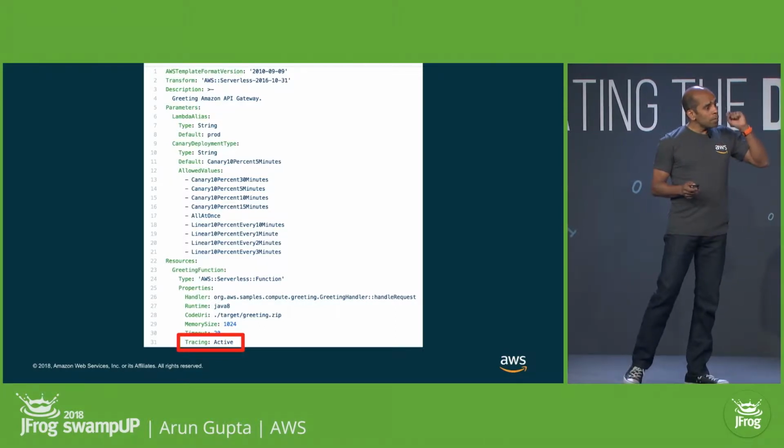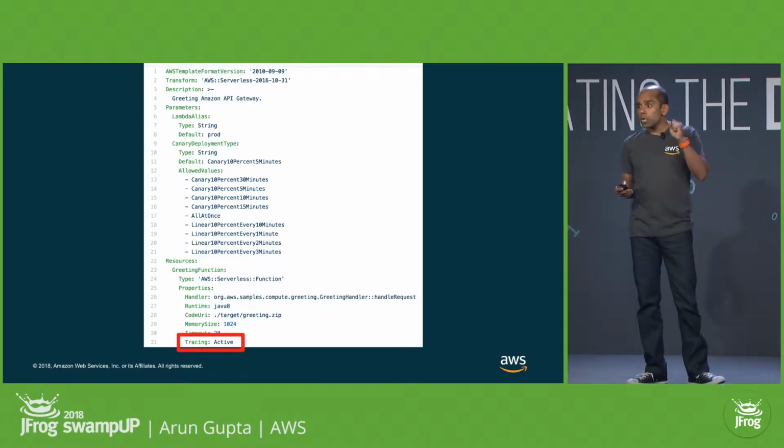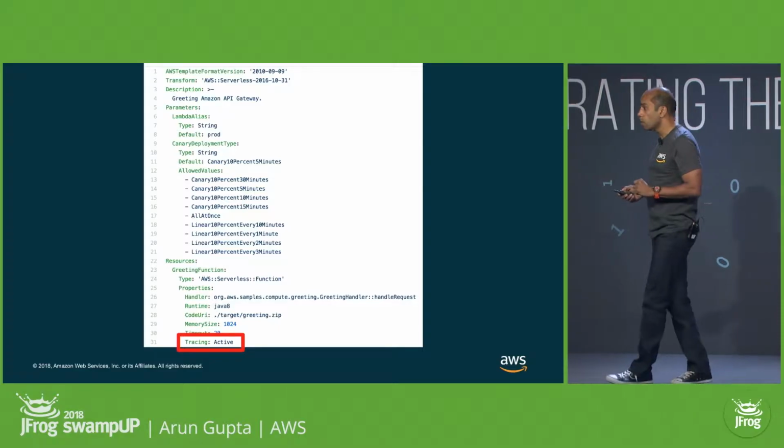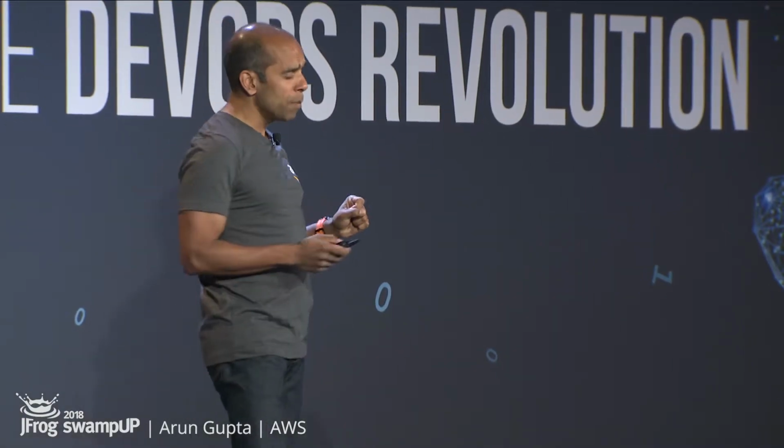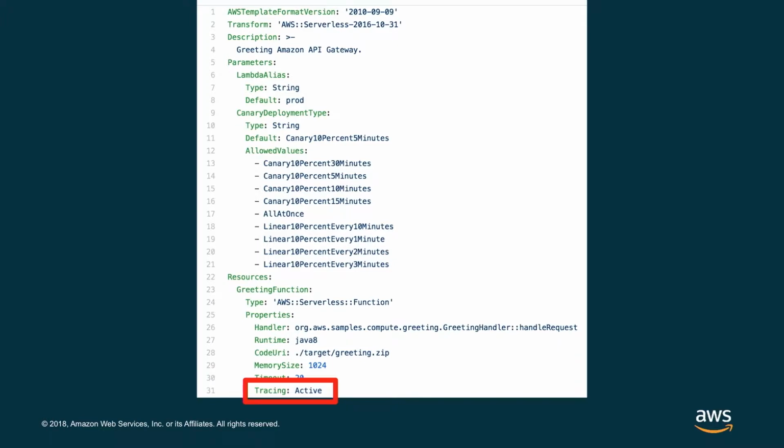We talked about AWS X-Ray, and I want distributed end-to-end tracing for my serverless applications. Enabling X-Ray for a serverless application is as simple as just adding this attribute, Tracing: Active. And that's it. Now you have full end-to-end tracing for your serverless applications.